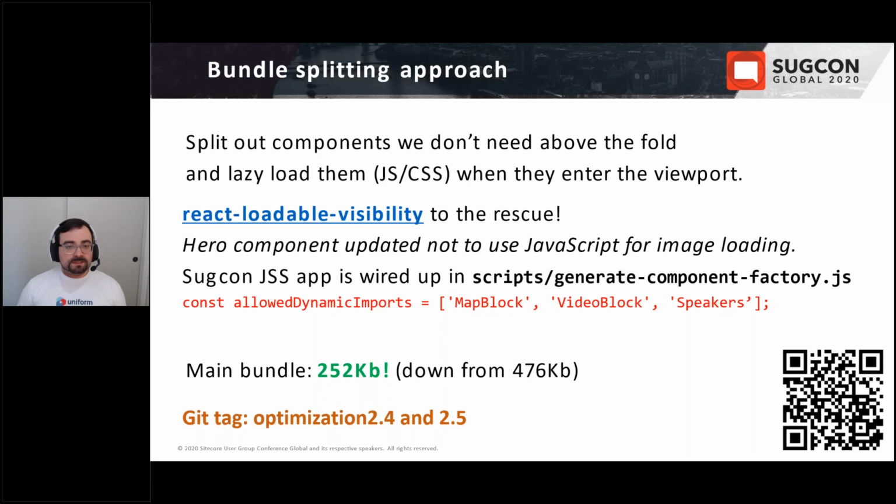So you can split them out in a separate bundle and lazy load them when they're actually necessary. And another awesome facility from the open source React ecosystem, React Loadable Visibility, comes to the rescue. It will load up components that you tell it to load dynamically whenever they are needed. And it's already wired up in that open source sample. You can take a look into the mechanics of it, and there is an array to specify components by name, which ones you want to split out of the main bundle, and the rest will be taken care of for you. That got us immediately to 252 kilobytes down from 476, which was just a huge, huge improvement.